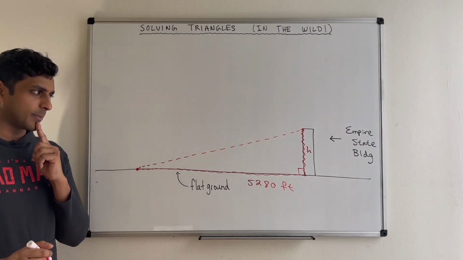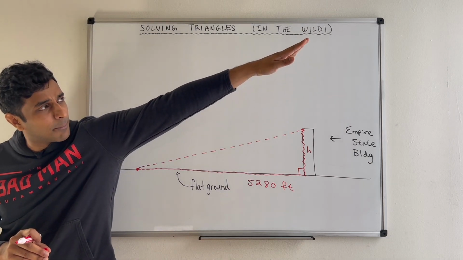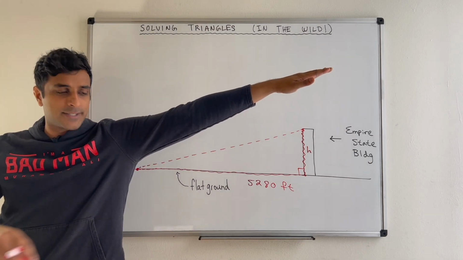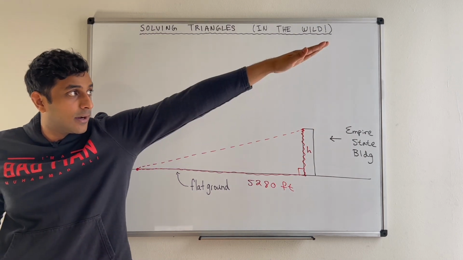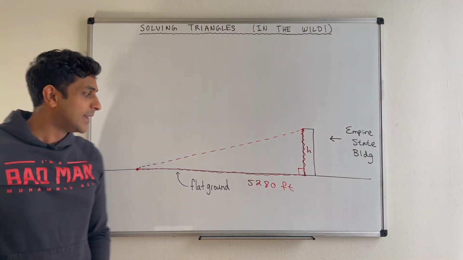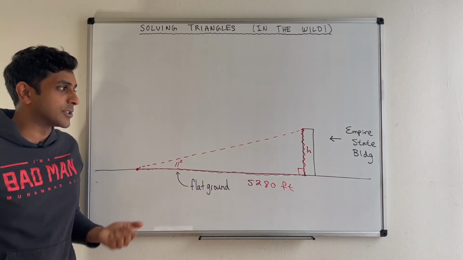We need a little bit more information. So maybe another thing we can do is point to the top of the Empire State Building and get somebody to take a picture of us and estimate the angle of elevation of our arm from the ground level. It'd be a crude approximation, but it'd be something. And maybe you get 11 degrees.